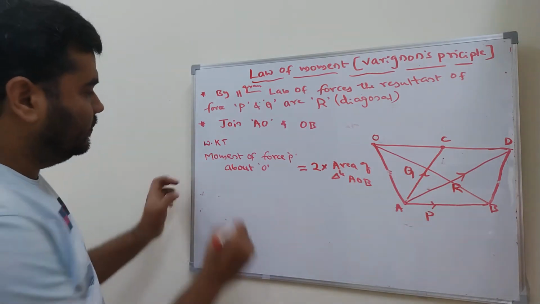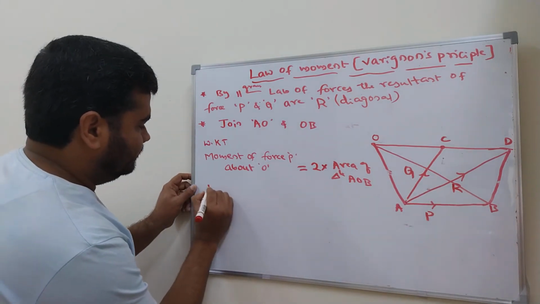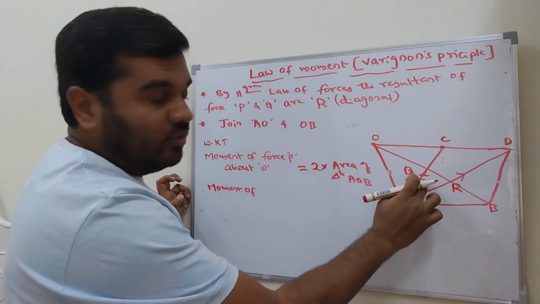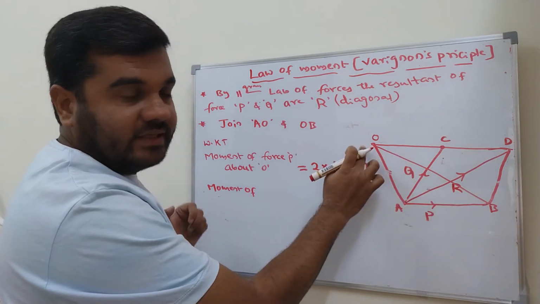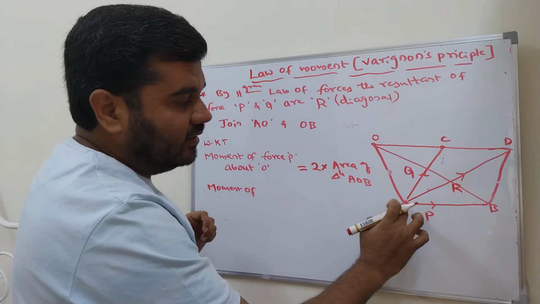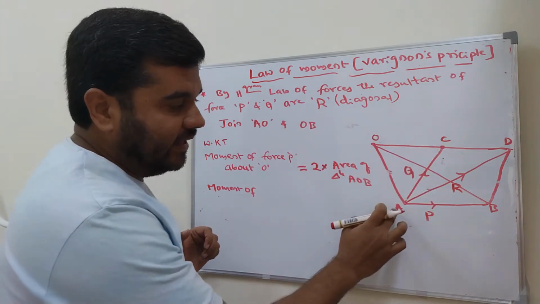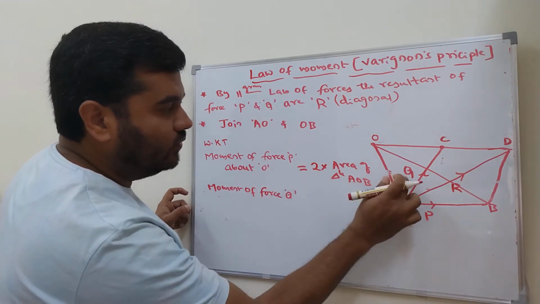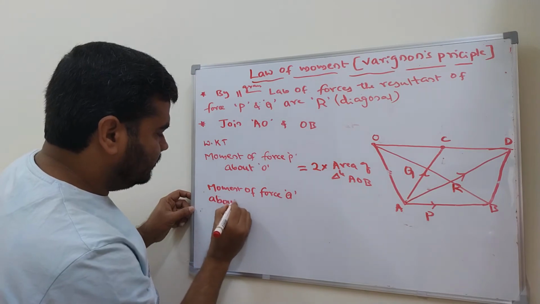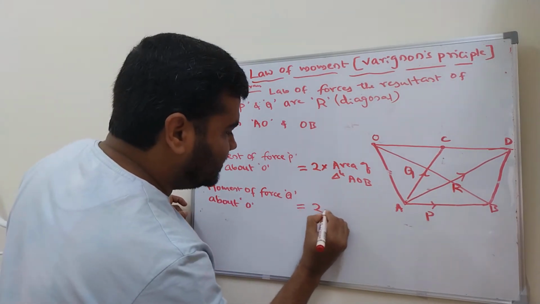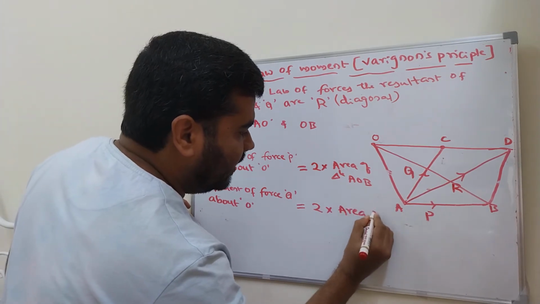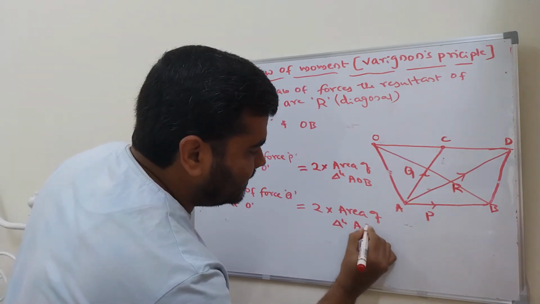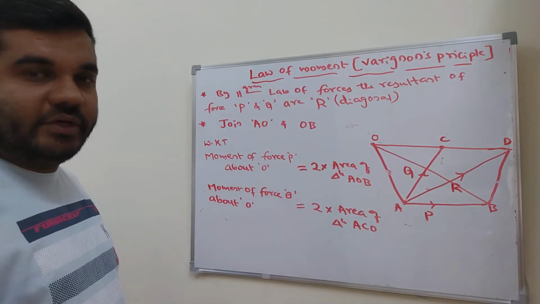Now come to the force Q. What is the moment of force Q about O? It is nothing but 2 times the area of triangle ACO, right? The moment of force Q about O is equal to 2 times the area of triangle ACO, right? Did you get the point?